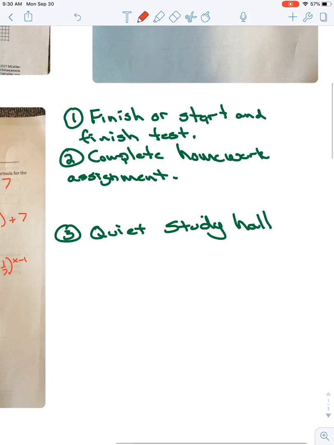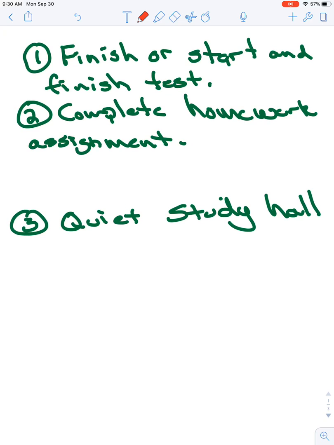And this will all be due on the day I get back, but this is our order right here. Okay, so if you're not done with your test, start with that now. If you are done with your test, complete that homework assignment I was talking about and have a quiet study hall, and that will be a day.